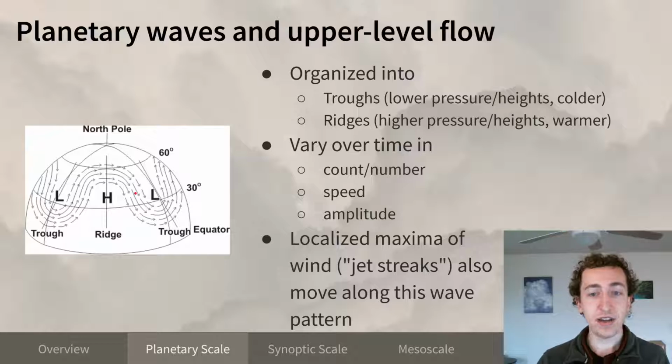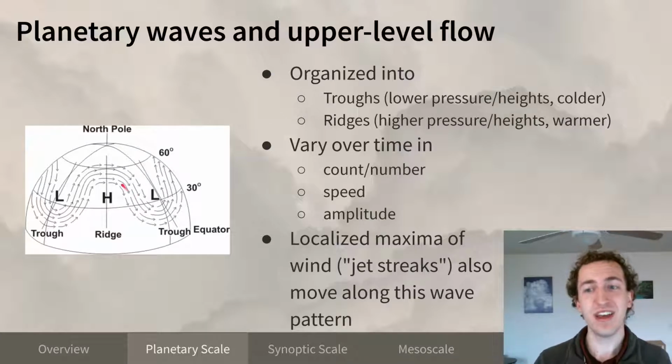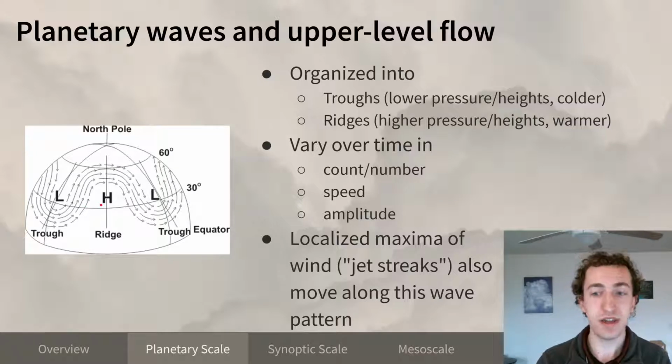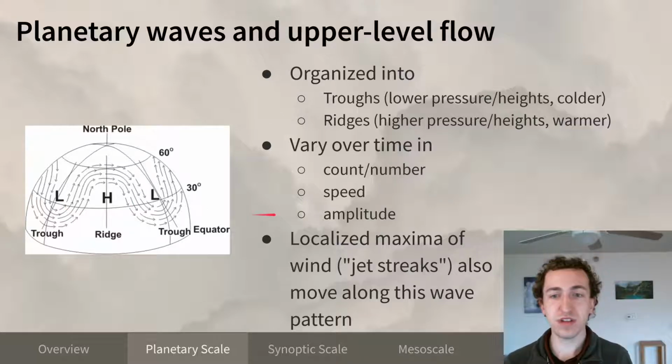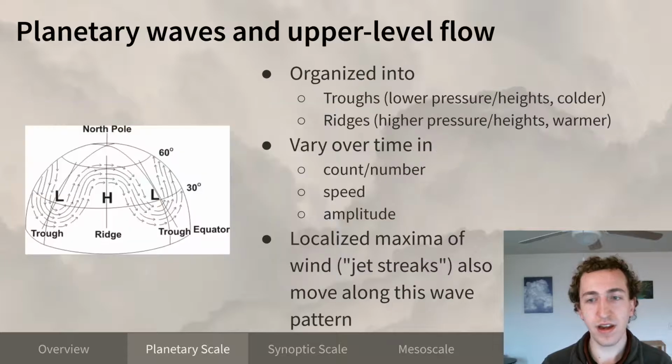heights. And just on how the thermodynamics of it work out, troughs where we have lower pressure or heights tend to be colder. Ridges where we have higher pressure or height tend to be warmer. And these waves, these patterns around the atmosphere, as you might have noticed from this nice little animation on the previous slide, they vary over time in how many oscillations there are, their count or number, how fast they move, and also how deep they are, their strength or amplitude.